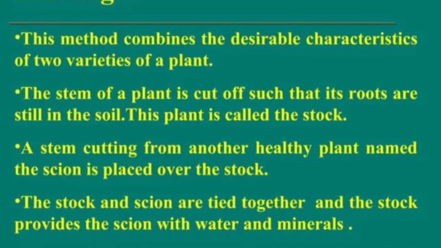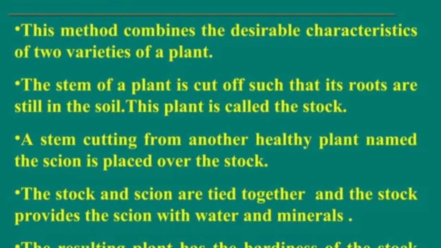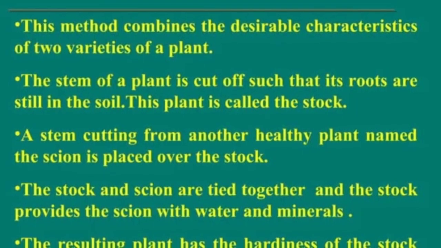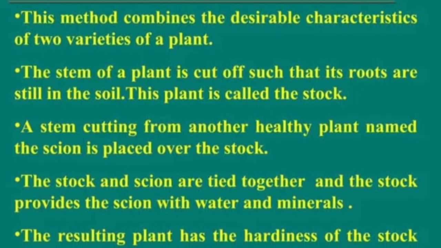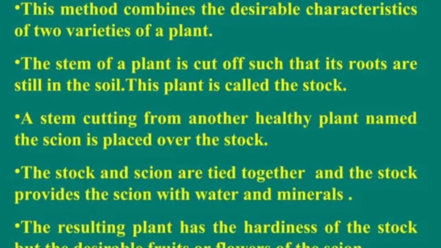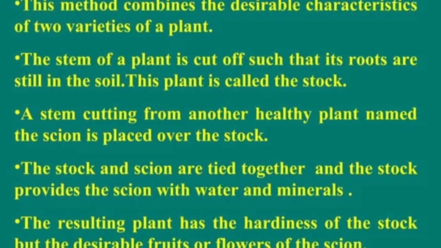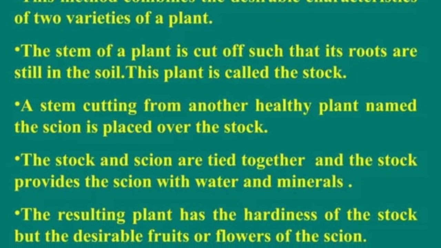A stem cutting from another healthy plant, named the scion, is placed over the stock. The stock and scion are tied together, and the stock provides the scion with water and minerals. The resulting plant has the hardiness of the stock but the desirable fruits or flowers of the scion.